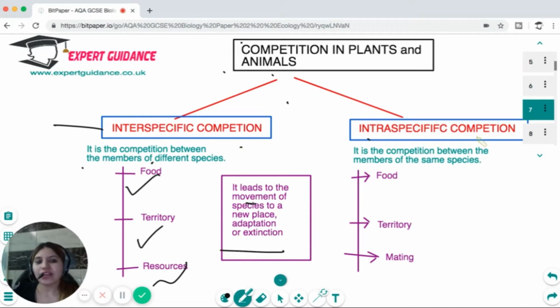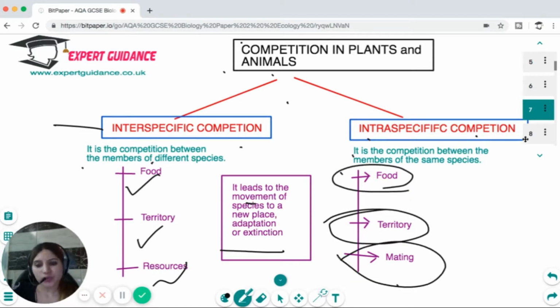On the other hand, intraspecific competition is a competition between members of the same species. So within the members of the same species, again, there could be a fight for food, for territory, and to find a suitable mate.